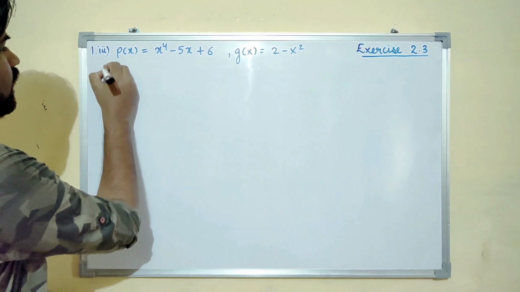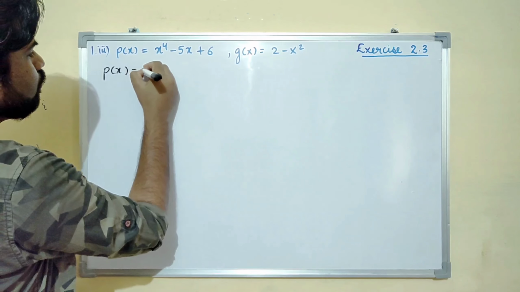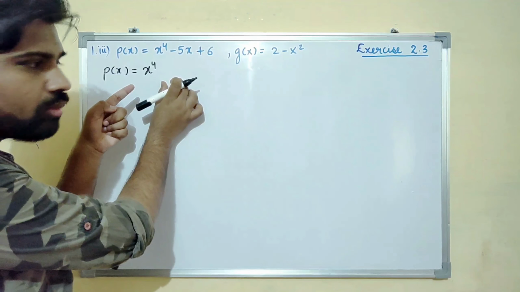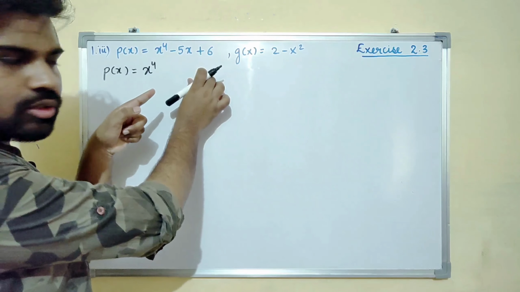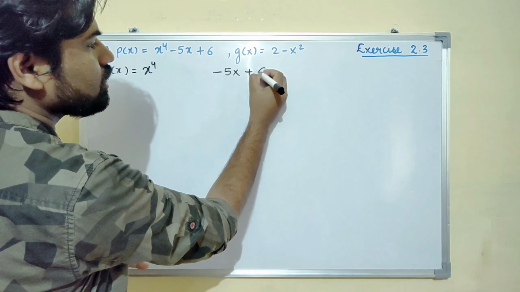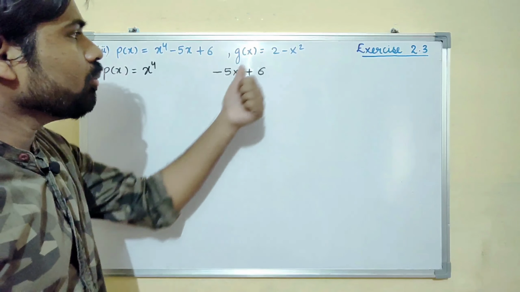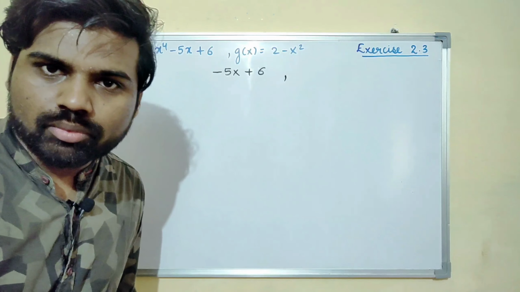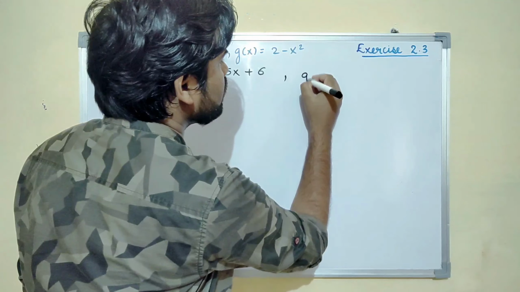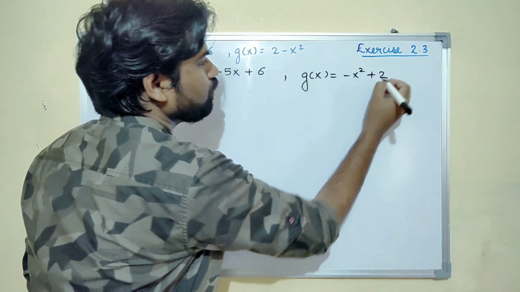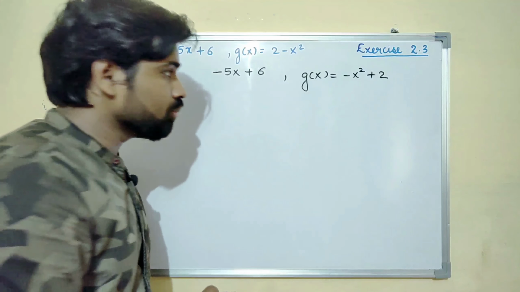So we will rewrite it. p(x) is equal to x to the power 4, leave a space for the x cube term and leave a space for the x square term, then minus 5x plus 6. Okay, and you will see that g(x) is not in the standard form. So you will write it as g(x) equals minus x square plus 2, right? Now let us divide it.